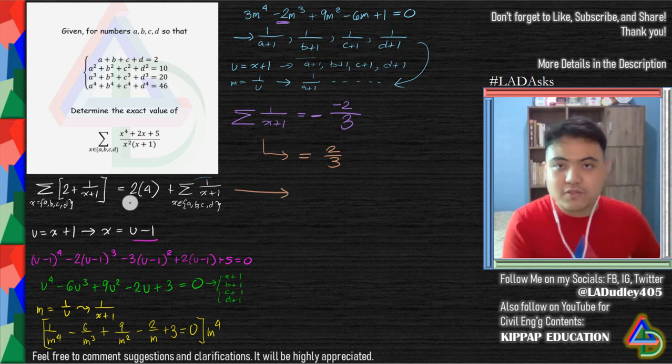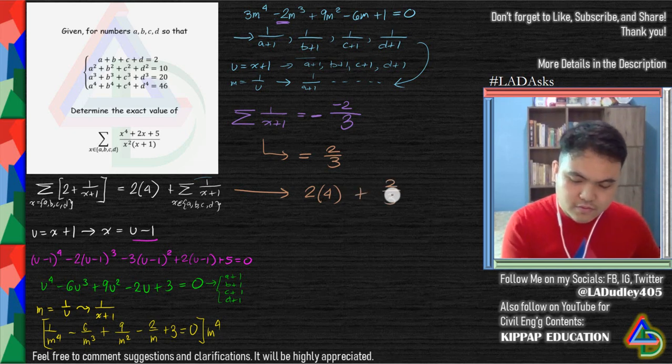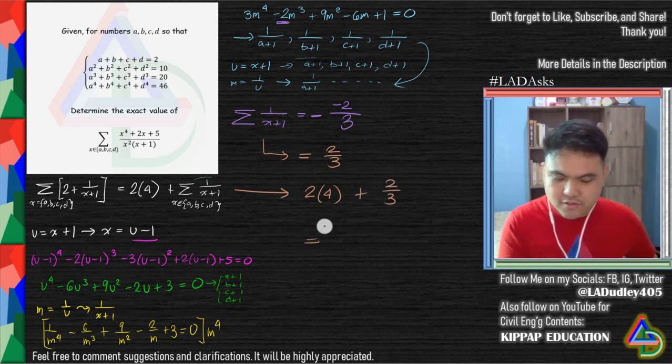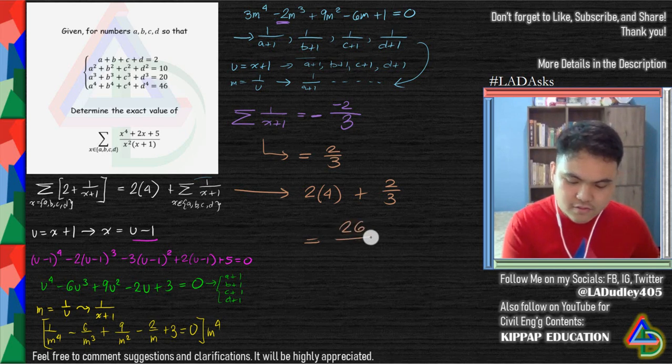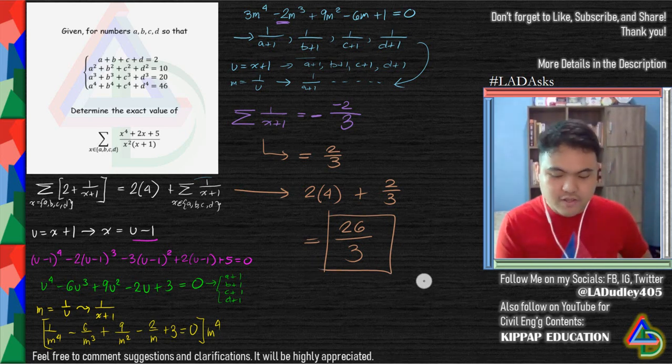So, pwede na natin ma-solve yung final answer. We have 2 times 4 plus 2/3. And that's 8 plus 2/3 or 26 all over 3. Right? And this is our final answer.